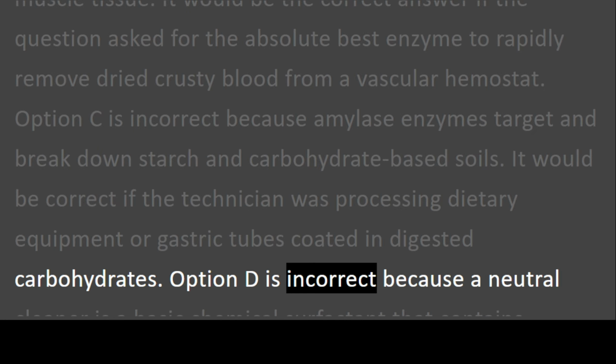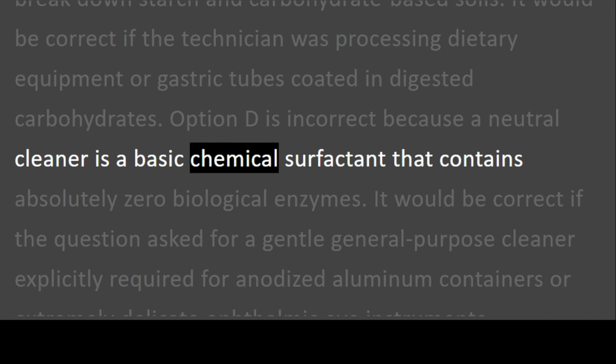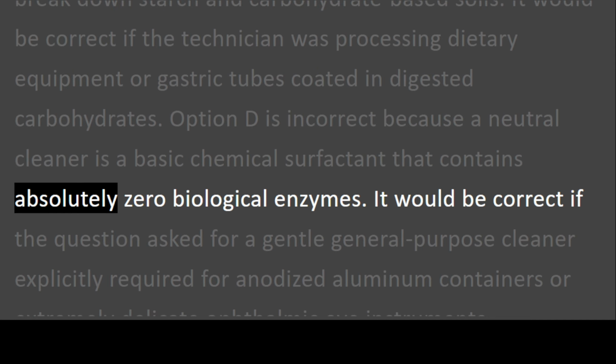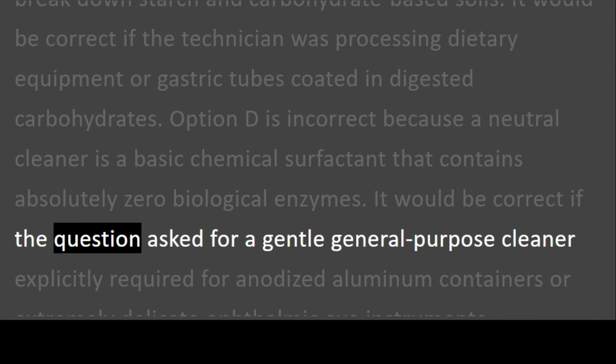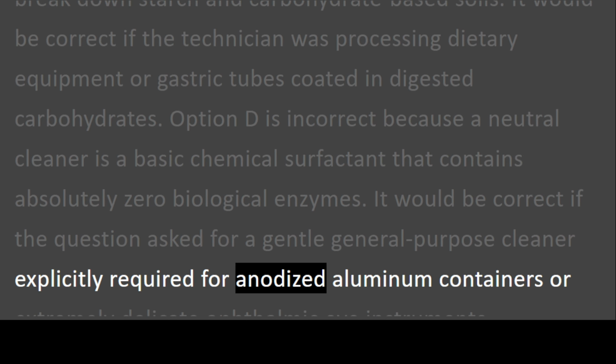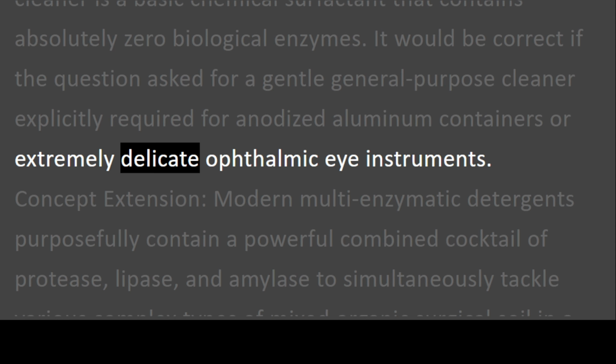Option D is incorrect because a neutral cleaner is a basic chemical surfactant that contains absolutely zero biological enzymes. It would be correct if the question asked for a gentle general-purpose cleaner explicitly required for anodized aluminum containers or extremely delicate ophthalmic eye instruments.